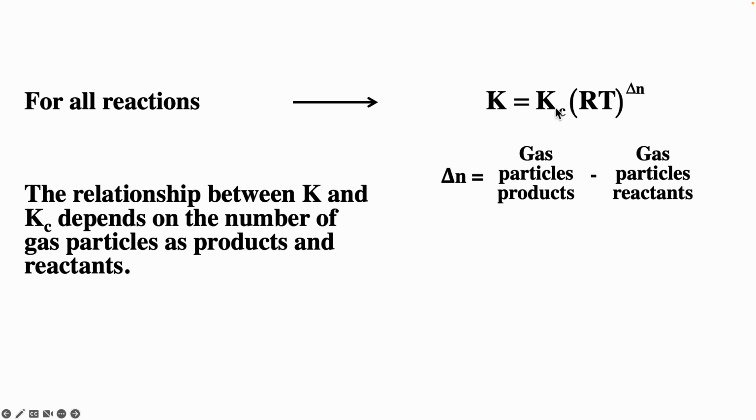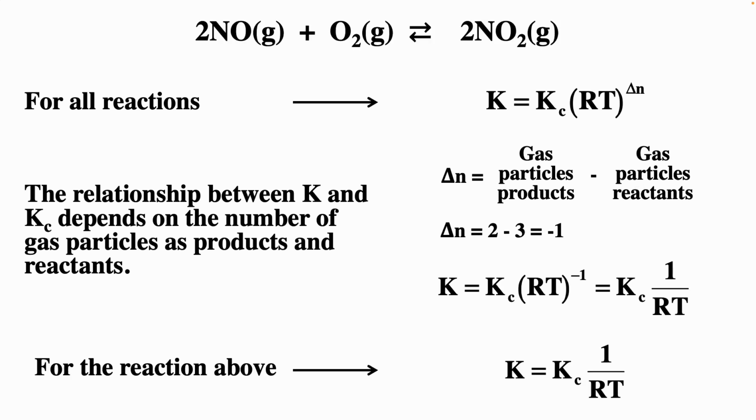And so K equals K sub C times RT to the delta N, where delta N is the number of gas particles products minus the number of gas particles reactants. And so looking at our reaction, we have 2 gas particles products. We have 3 gas particles reactants. That gives us a -1. So our delta N is a -1. So we get K equals K sub C times RT to the -1 power, which is what we actually found before, that K equals K sub C divided by RT. But we can use this equation here if we ever want to know the relationship between K and K sub C.